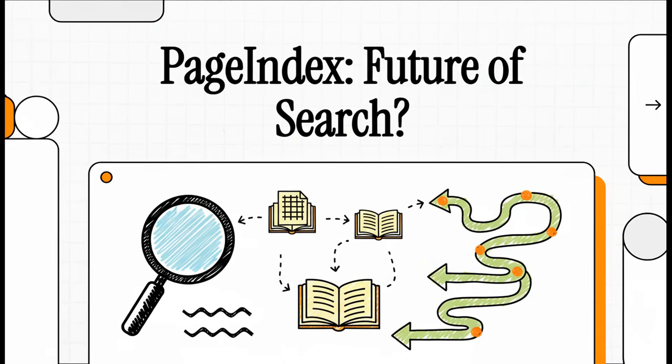All right, let's talk about something that might just flip how we think about AI and documents. For years, the big idea has been that AI searches through text, but what if that's the wrong way to look at it entirely? Today, we're diving into a new technology that treats it as a navigation problem, and frankly, the results are pretty mind-blowing.